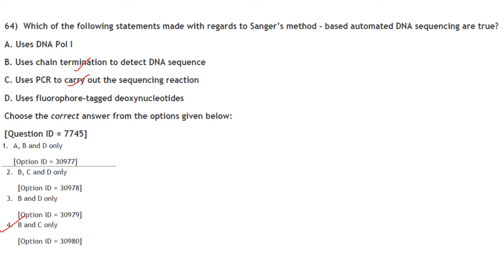Then which of the following statements made with regard to Sanger's method based automated DNA sequencing are true? Uses DNA polymerase 1. It does not use DNA polymerase 1. Uses chain termination to detect DNA sequence. Yes. Uses PCR to carry out sequencing reaction. No.